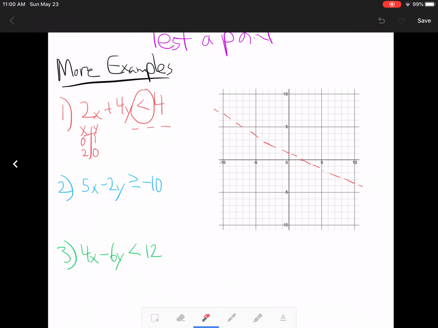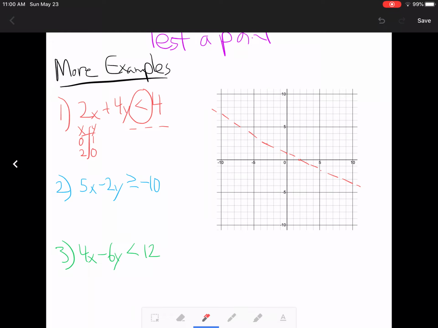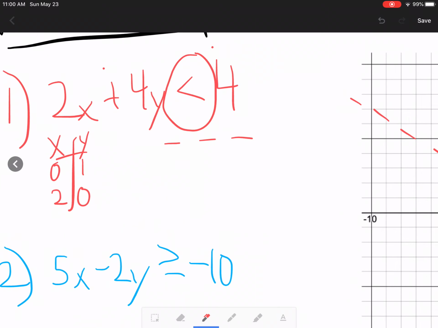Perfect. Okay, now normally I see this, I might think I shade below. But sometimes if we have negatives here, it can throw things awry. So what we're going to do is test a point. So I'm going to test 0, 0. When I do that, I get 0 is less than 4. Now at this point, this is more of a question mark. All right, like I'm asking, is 0 less than 4? It is. That is true.